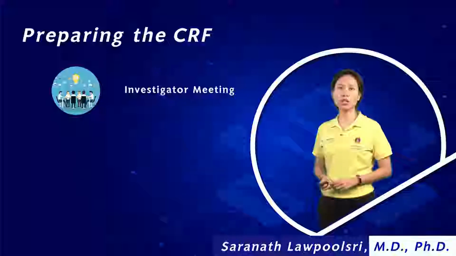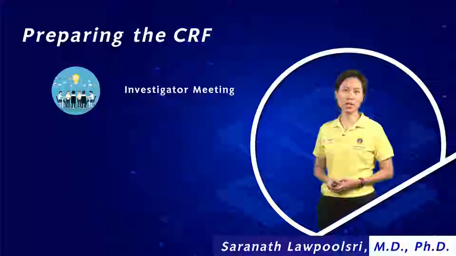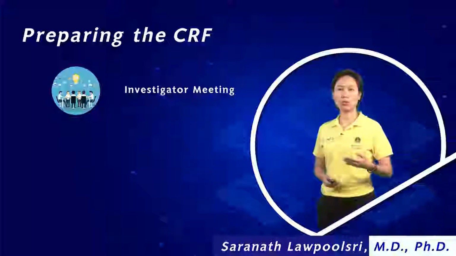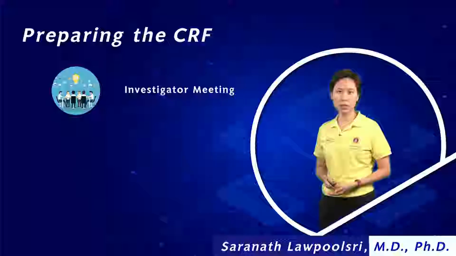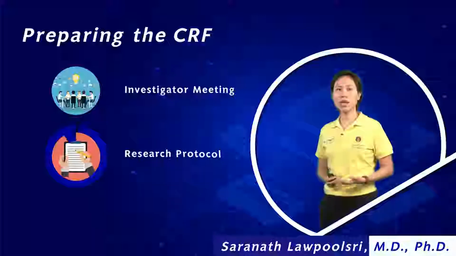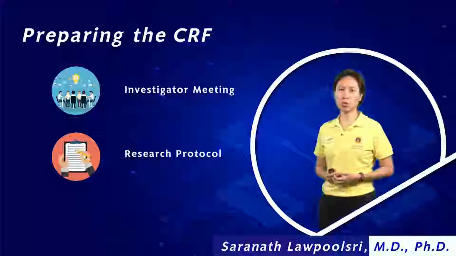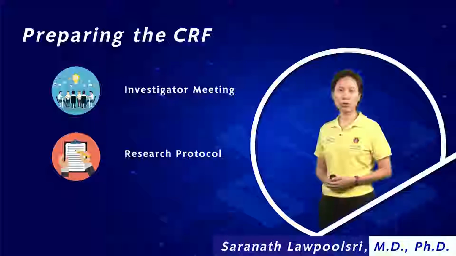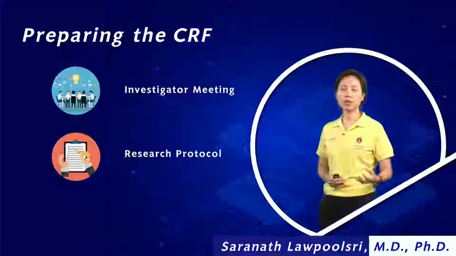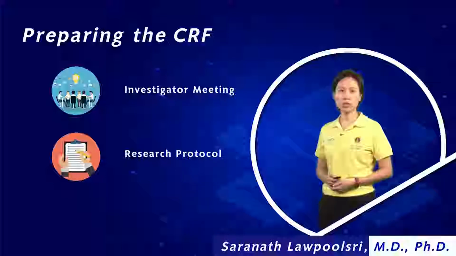First, you need to have investigator meetings with the principal investigator to look through all of the process of data collection and also the objectives of the study. And then you need to read the research protocol, to see how many variables you have to collect and what kind of outcome you want to measure.